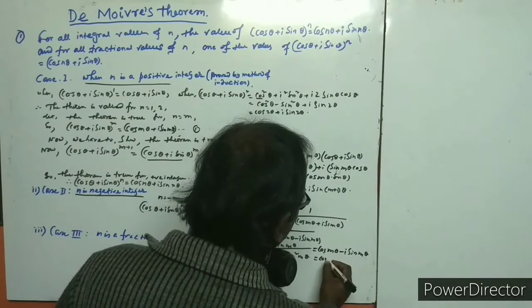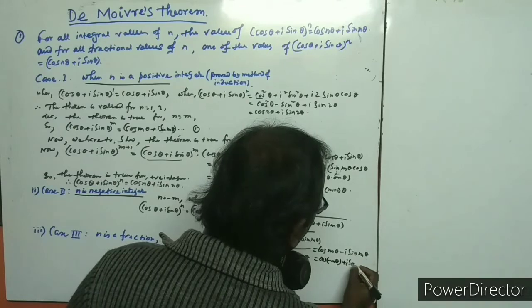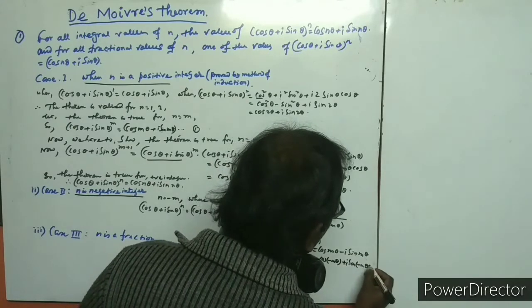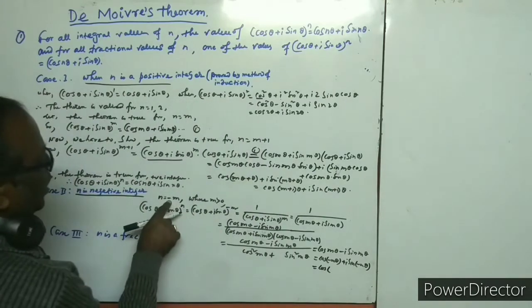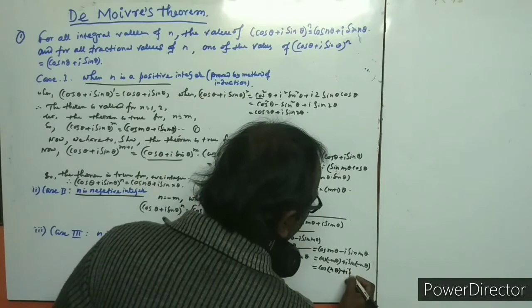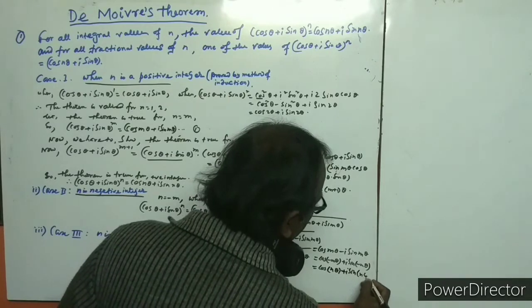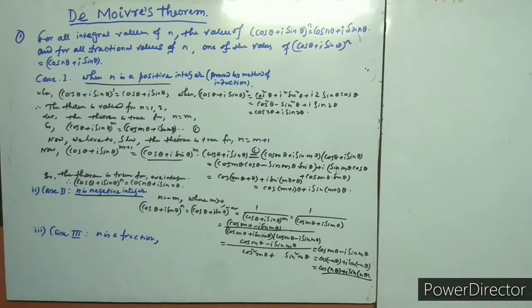Okay, and this is equal to cos(−mθ) + i sin(−mθ), and cos of this is −m, we can put here n. Okay, plus i into sin nθ. For the negative integer, the theorem is proved here.